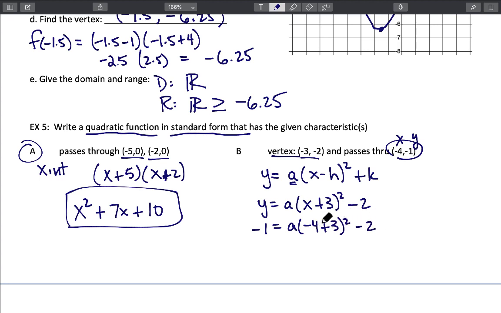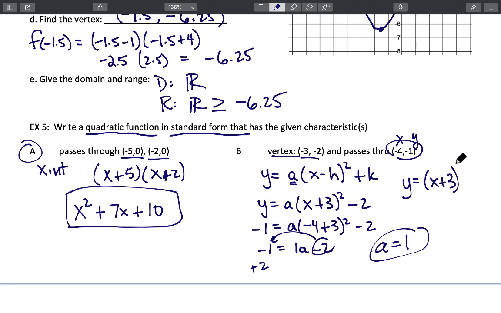Negative 4 plus 3 is negative 1. Negative 1 squared is positive 1. So this is negative 1 equals 1a minus 2. We're going to add the 2 over, and we get an a value that's equal to positive 1. So we don't really have an a value showing here. My equation in vertex form is going to be y equals (x plus 3) squared minus 2. From here, to write this in standard form, you're going to want to expand your (x plus 3) squared and then add in your negative 2.